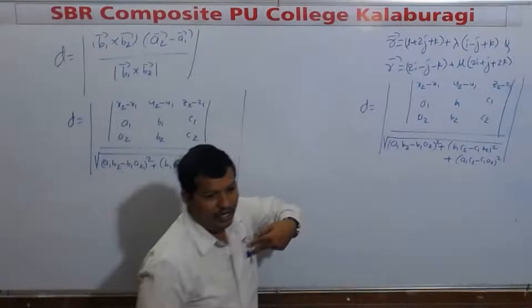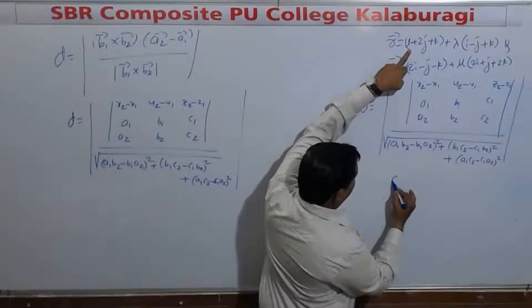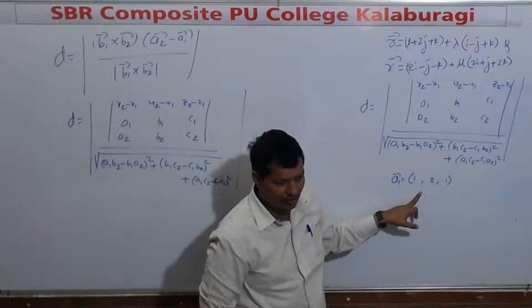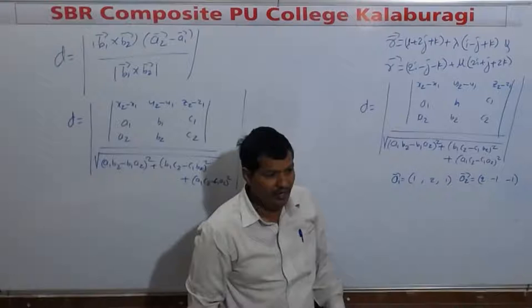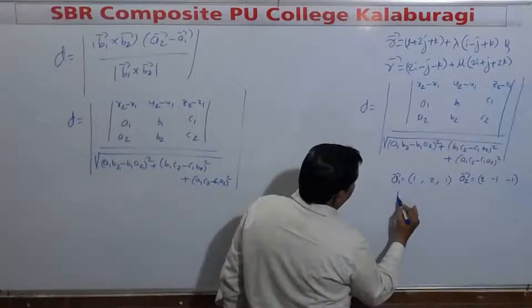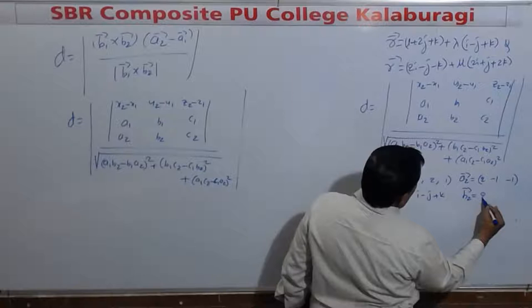Now, what are x1, y1, z1 and x2, y2, z2? The vector a1 equals 1, 2, 1. Better to take it in vector form, in order. So a2 equals 2, minus 1, minus 1. Every vector can be written in the vector form or as an ordered triplet of real numbers. Now what is b1? b1 equals i minus j plus k. What is b2? b2 equals 2i plus j plus 2k.